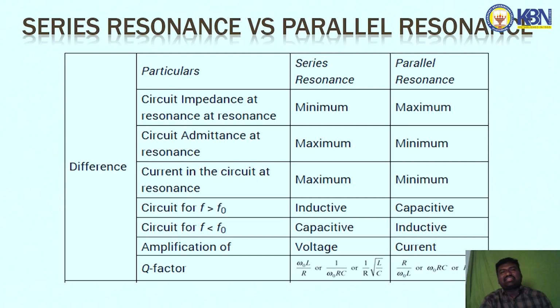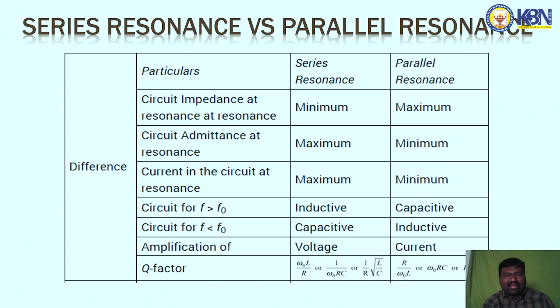The main differences between series resonance and parallel resonance are represented like this. Here the main difference is that the impedance in series resonance will be minimum. The impedance at parallel resonance will be maximum. The admittance at series resonance will be maximum, and the admittance at parallel resonant circuit will be minimum. The current in the circuit at resonance in series resonance will be maximum. The current at parallel resonance will be minimum. The amplification of the series resonance circuit is voltage and of the parallel resonant circuit is current.